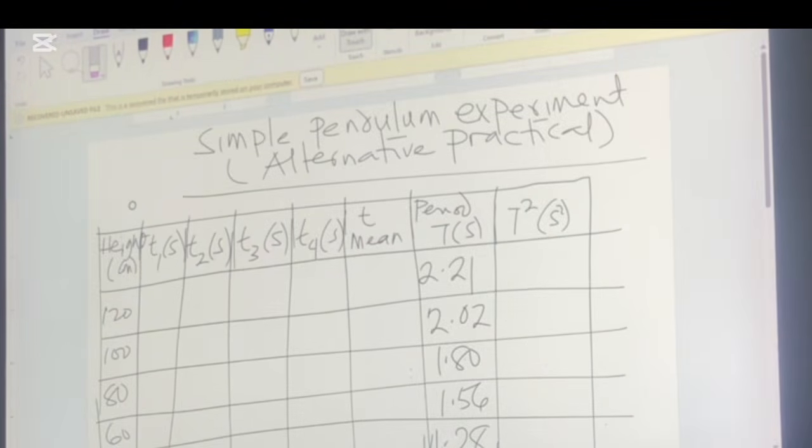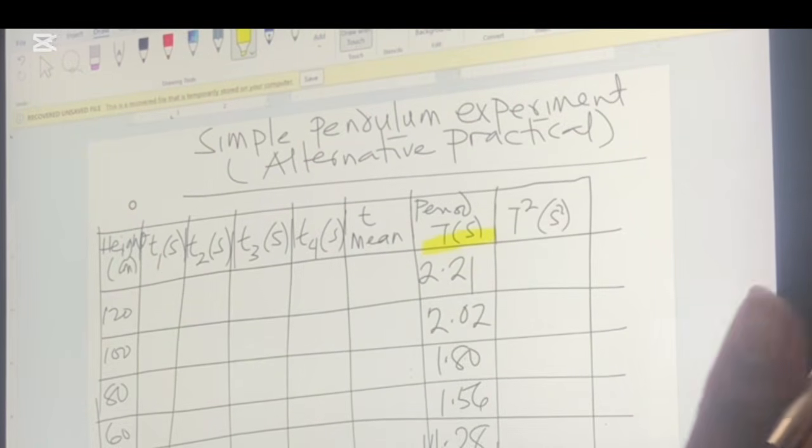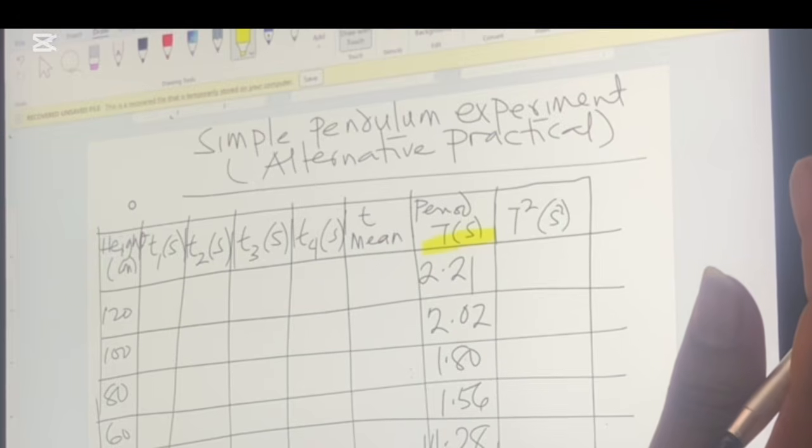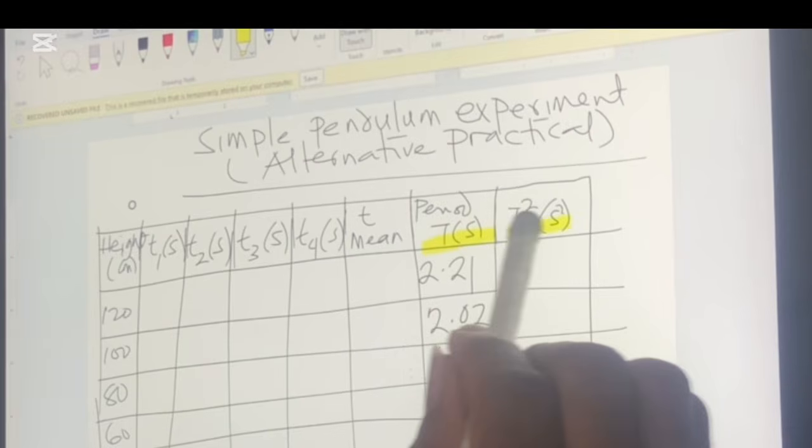Okay, let's calculate the next parameter here. We are done with this one. The next parameter related to period is the mean time. Please take note of that. To calculate this one is very simple.